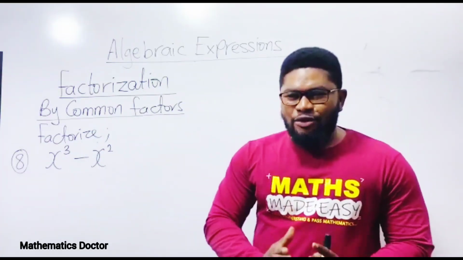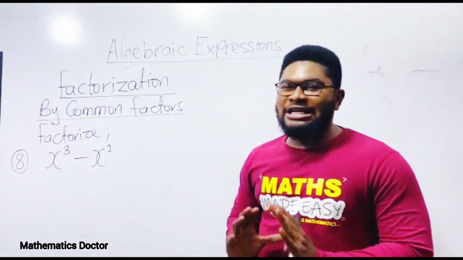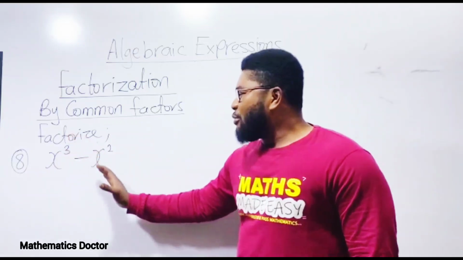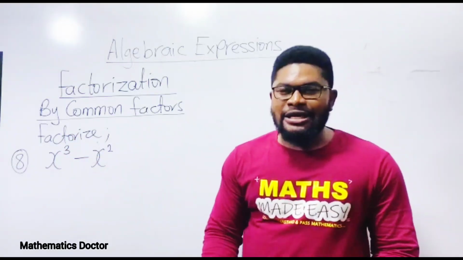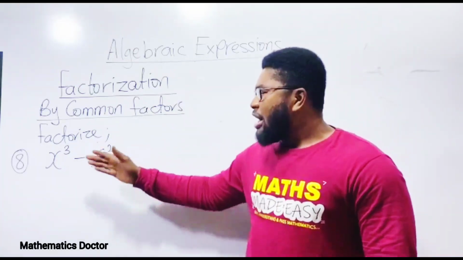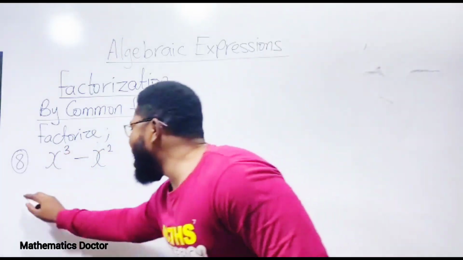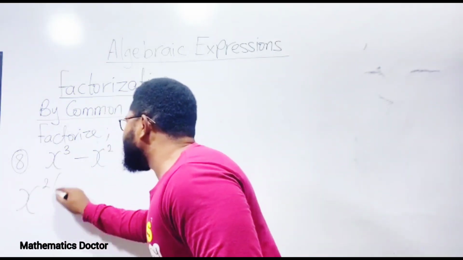In terms of variables, please check the one with the highest power. If the variables are the same, we have x cubed and we have x squared, all having x. So we will rather factorize x squared. Since that has the highest power, it is qualified to be our highest common factor. So we have x squared out.